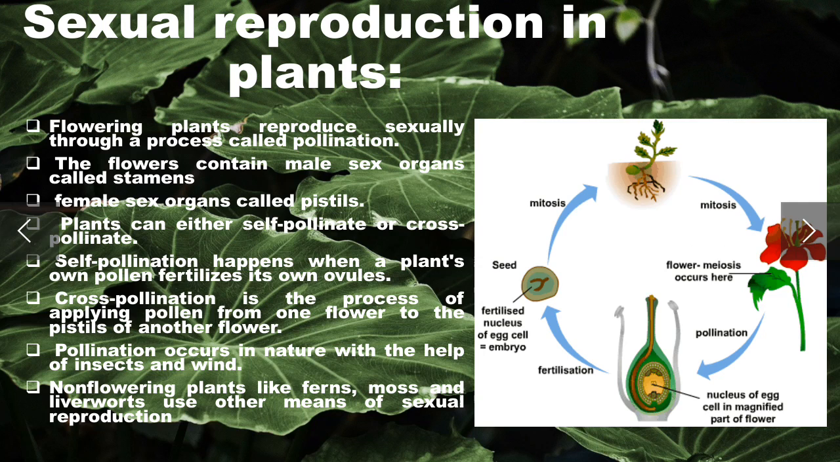Self-pollination happens when a plant's own pollen fertilizes its own ovules or eggs. Cross-pollination is the process of applying pollen from one flower to the pistil of another flower. Pollination occurs in nature with the help of insects and wind. Non-flowering plants like ferns, mosses, and liverworts use other means of sexual reproduction.